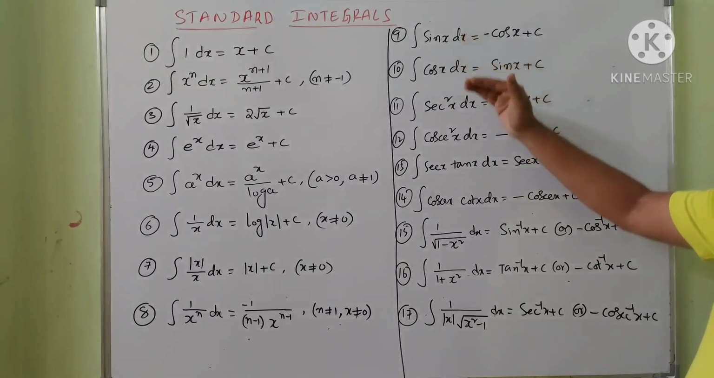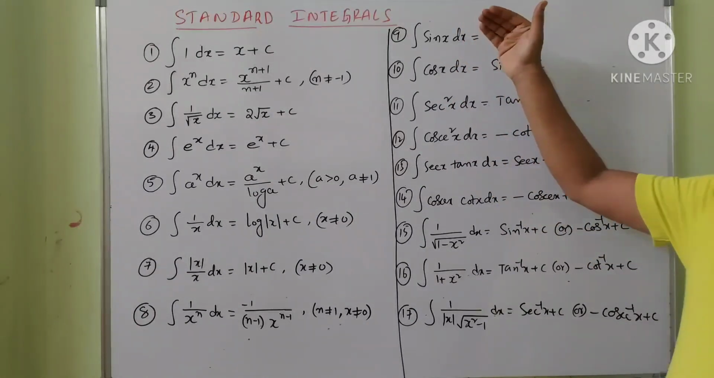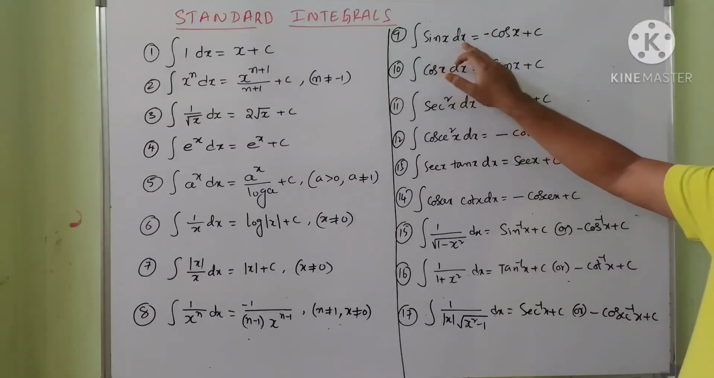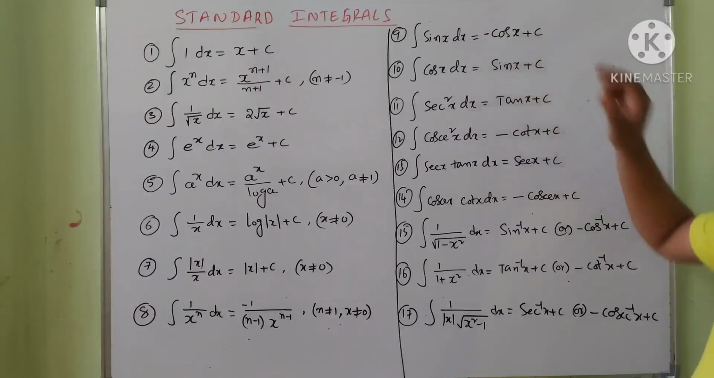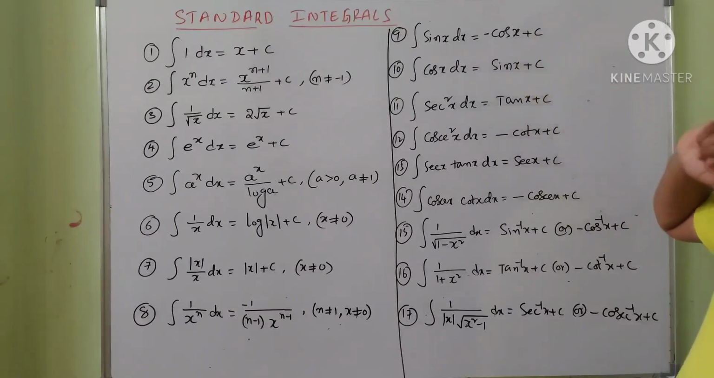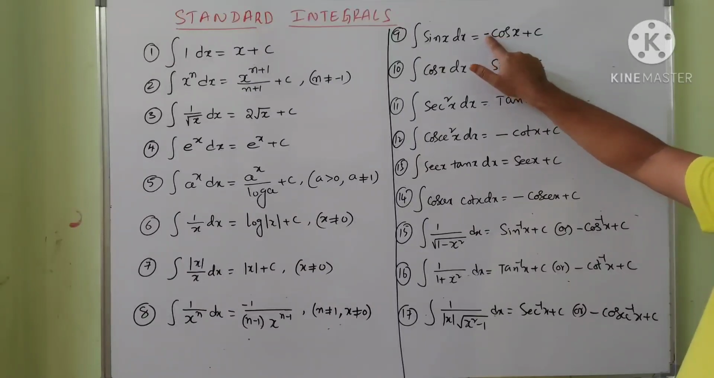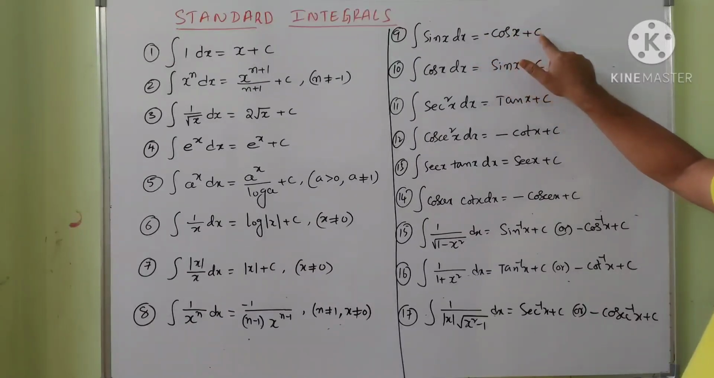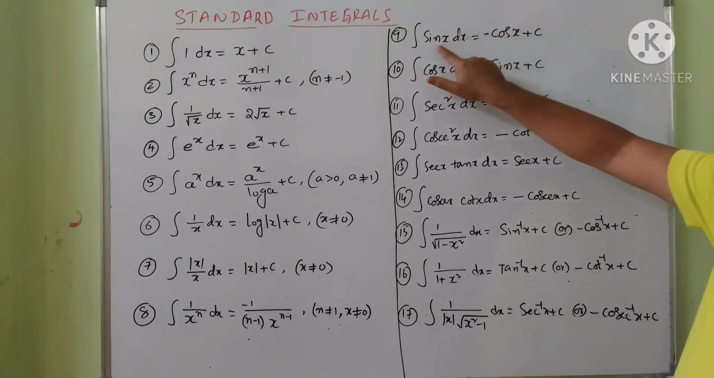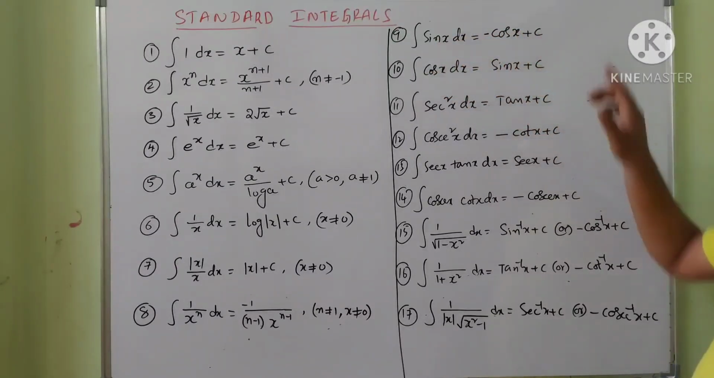Now these are the integrations of trigonometric functions. Integral of sin x dx is minus cos x plus c. Differentiate right-handed part. Minus cos x derivative is minus sin x. So minus minus plus sin x. Derivative of c is 0. So we will get sin x. So antiderivative of sin x is minus cos x plus c.